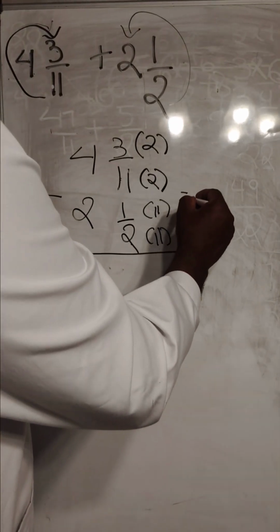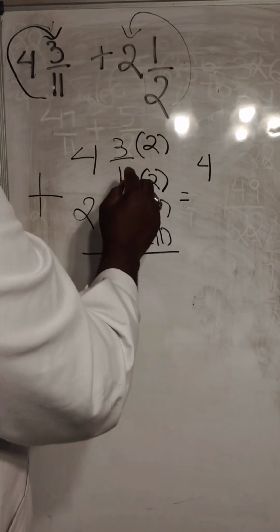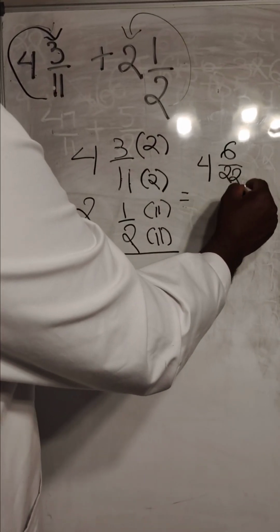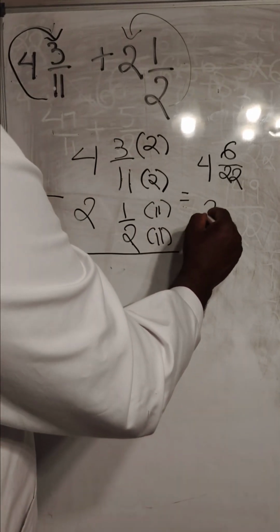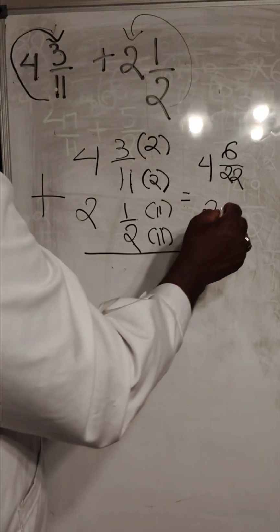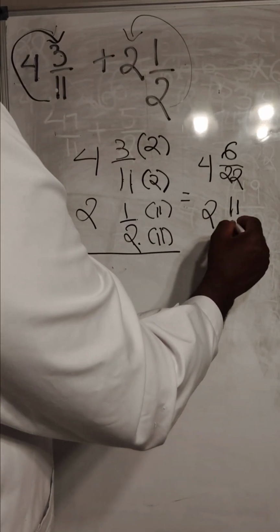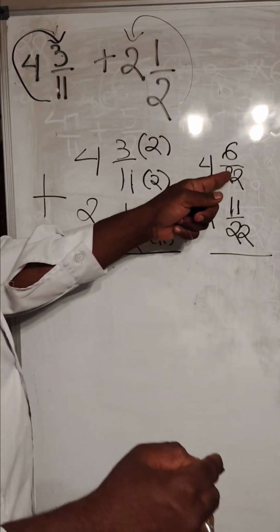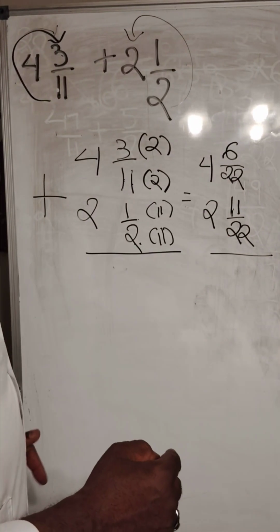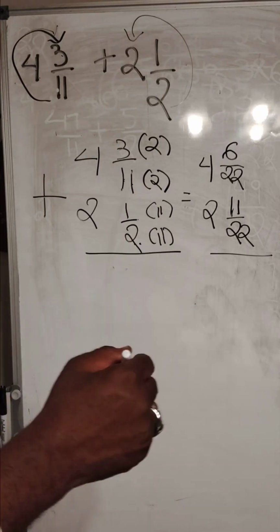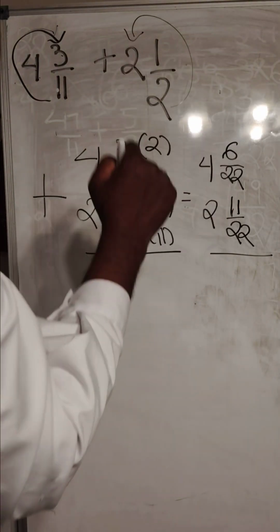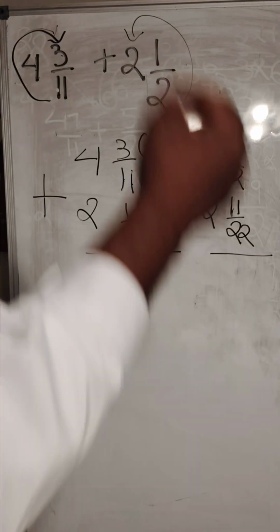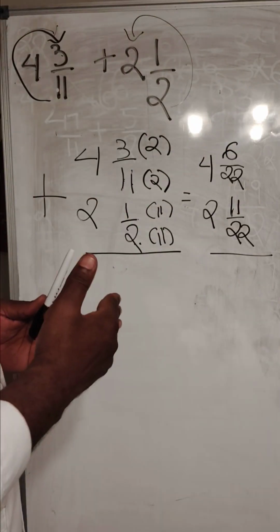I'm doing that so I can have fractions that have the same denominator. So when I do that, now I'm gonna have a 4. This is gonna be 6 over 22, correct? And then I'm gonna have a 2, and here I'm gonna have an 11, and the bottom I'm gonna have a 22. So now I have the same denominator.